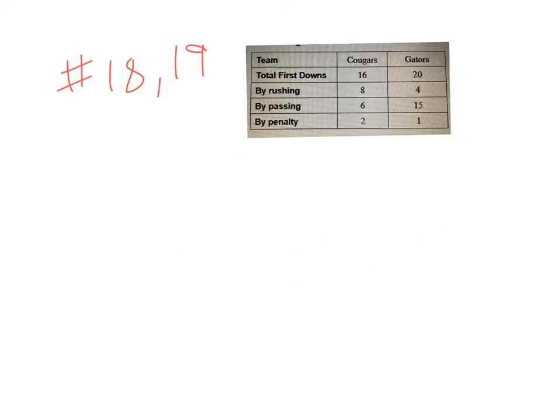Alright, so numbers 18 and 19. For 18 it says, what percent of the Cougars' first downs were by passing? Number 19, which team had a smaller percent of first downs by penalty? So let's work on number 18 first.